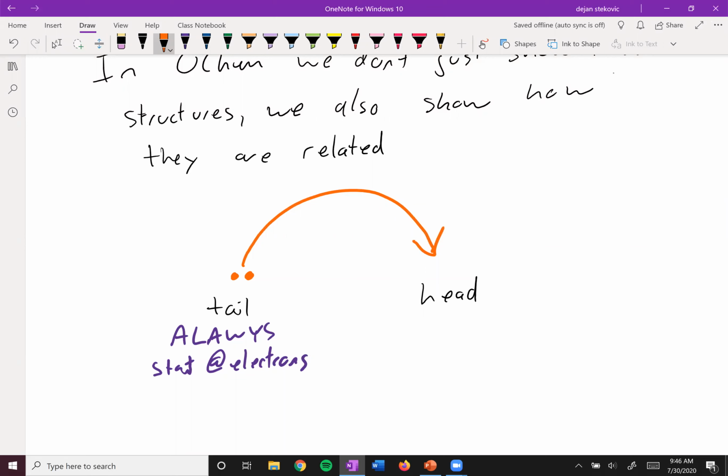One other thing that you need to keep in mind is that this needs to be kind of a double hook arrow. You cannot draw this kind of half hook arrow. That represents something else, and we'll get into that later on, right? So you can't do that.